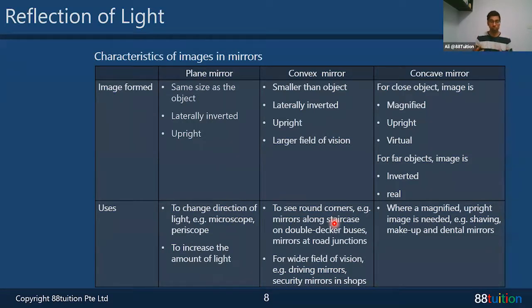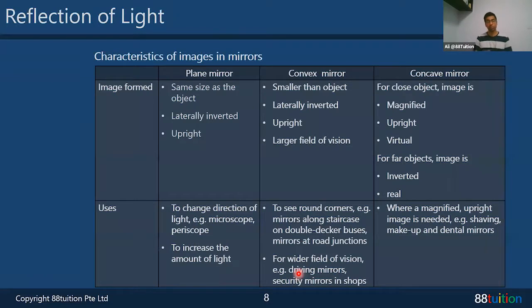Okay, so they use convex mirrors to show two sides of the road, and so you can see, and also mirrors along the staircase on double-decker buses. You know, when you're down, you can see the people upstairs, or you can see if there's space upstairs using a mirror.